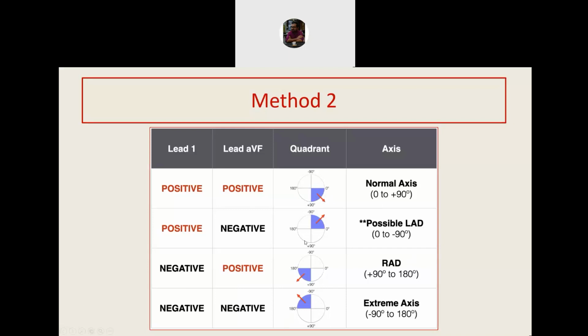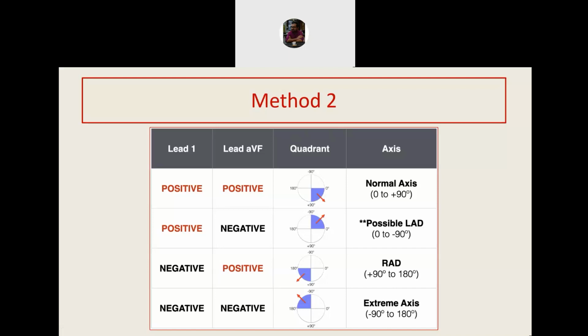If lead 1 is positive but lead 2 is negative, then the resultant lies in the upper right quadrant. There is a possible left axis deviation unless this is 30 degree. If lead 1 is negative and lead AVF is positive, it lies in the lower left quadrant, and therefore there is a chance of right axis deviation. And if both are negative, you are dealing with an extreme axis deviation. This is a visual way of interpreting, but again, this is not very accurate.